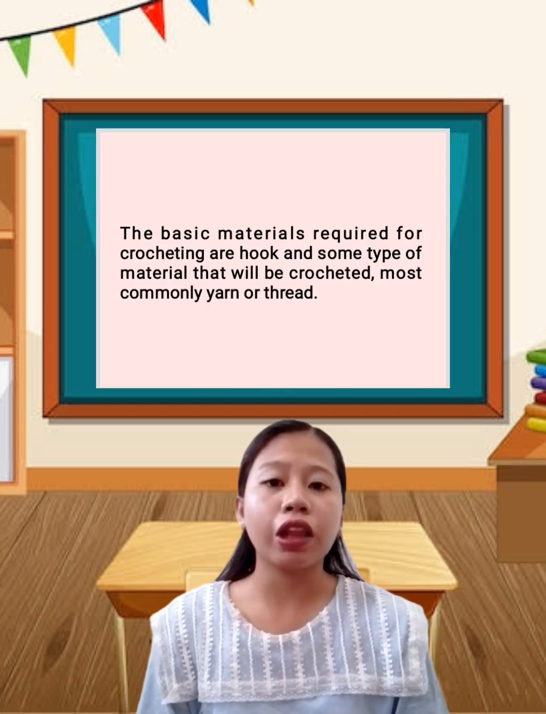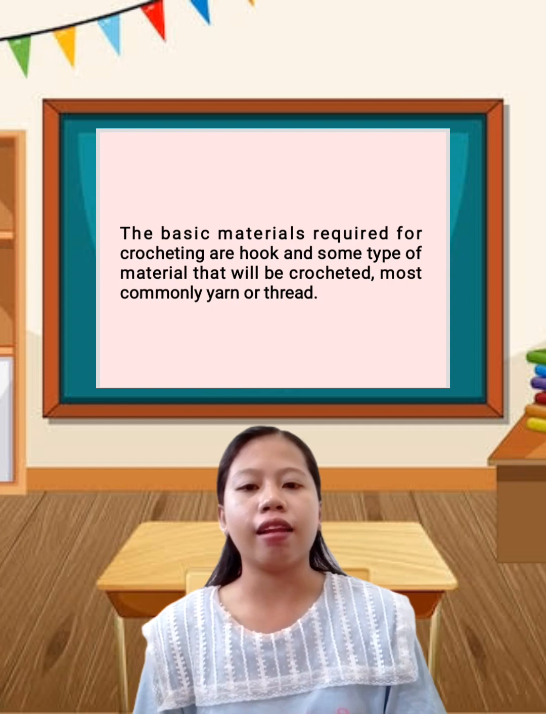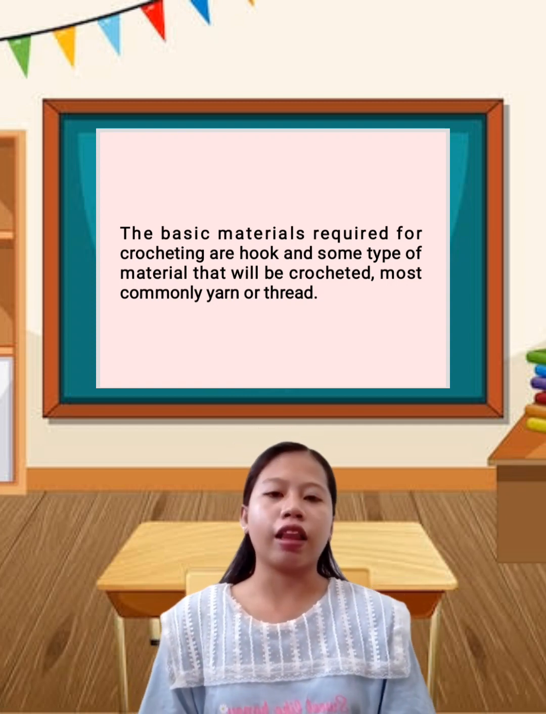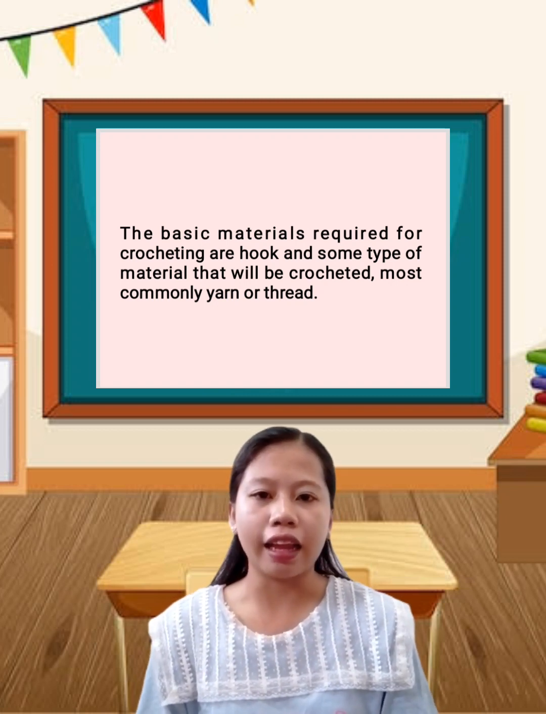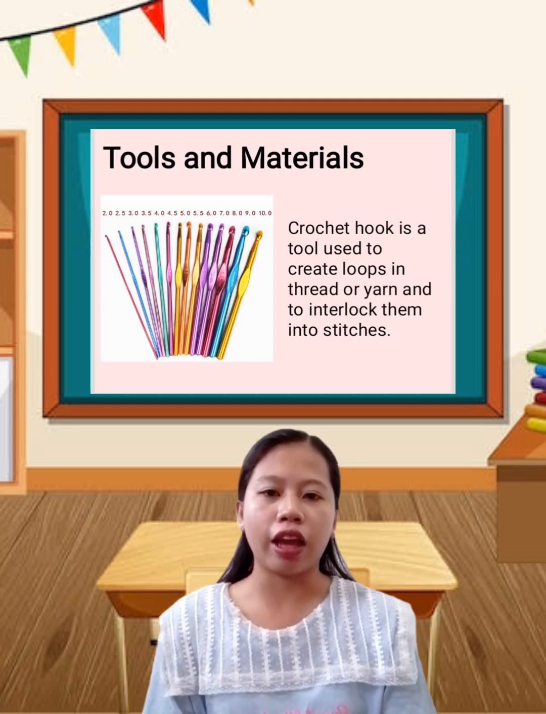Other interesting products are table runners, doilies, curtains, bags, and decorative etchings for handkerchiefs. The basic materials required for crocheting are hooks and some type of material that will be crocheted, most commonly yarn or thread. Now, let's identify the different tools and materials in crocheting.